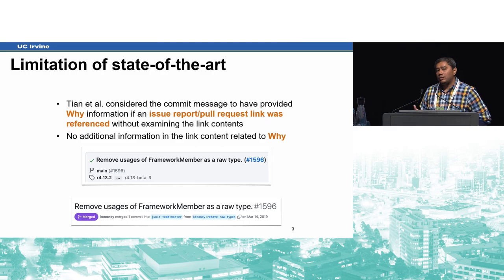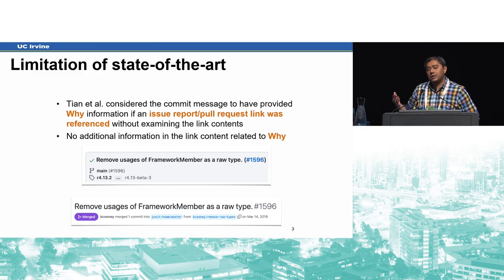The what information is the summary of the change that is in the commit, and the why information is a description of the reason or justifications. As you can notice, this was very recent, in 2022. Now when we were looking at Tian et al.'s data set, we noticed an interesting thing: they assumed that the presence of an issue link referenced in the commit message refers to having the why information.